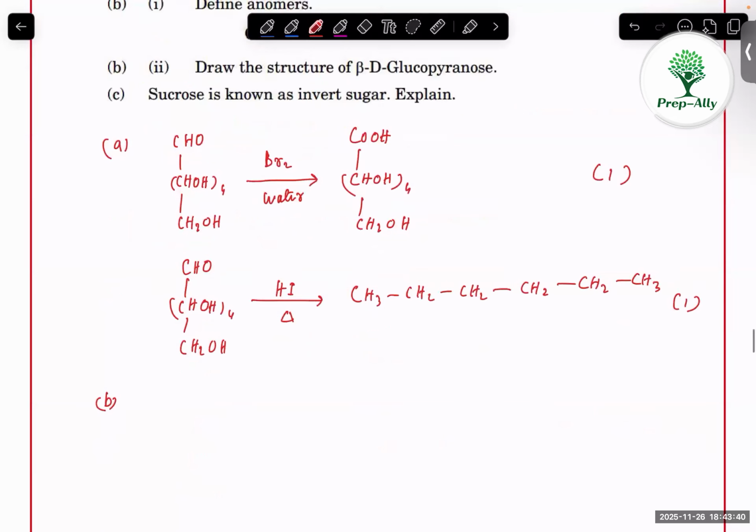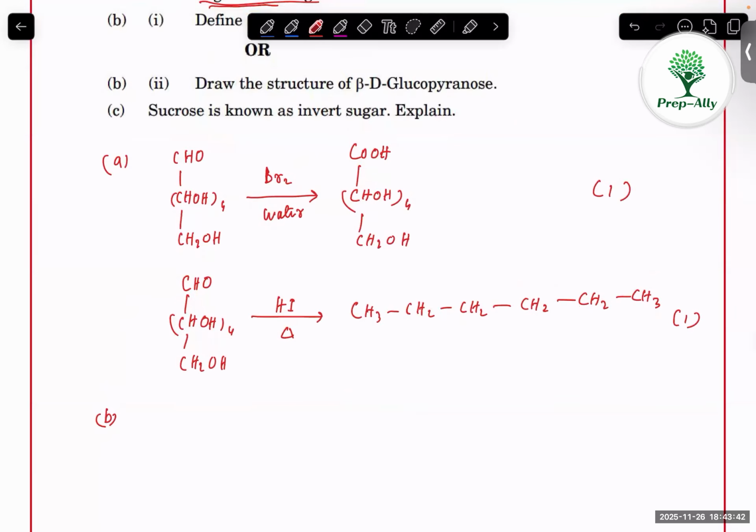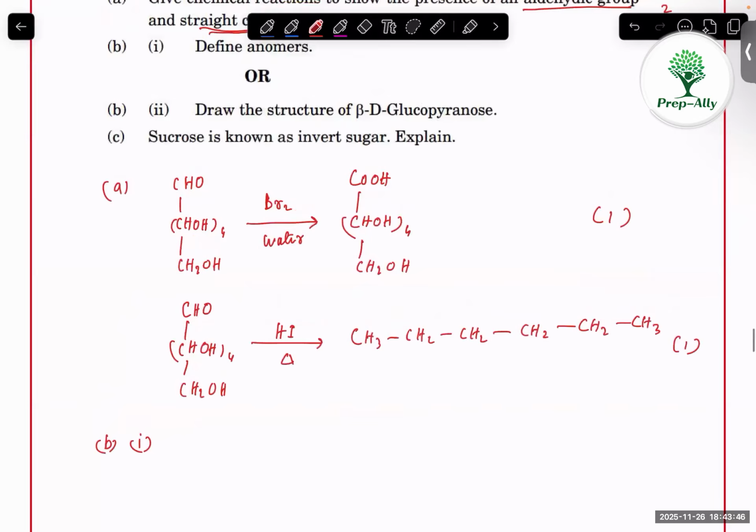Now, the next part is anomers. Define anomers. So what are anomers? Anomers we have already seen. B actually has 2 OR parts, and we only need to write any one of them. So let's look at that. Here, define anomers. Exactly what is asked, that only you need to write here.